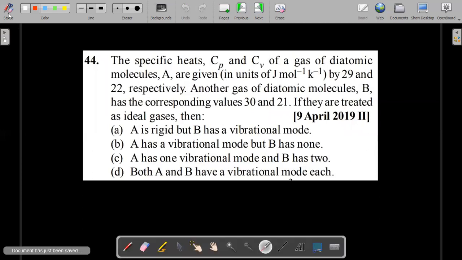This was slightly more tricky. Students got confused actually in the exam because they were not getting integer answers. So let's try to tackle this one. The specific heats Cp and Cv of a gas of diatomic molecules A are given in units of joule per mole per Kelvin, that is your SI units. The value of Cp was given as 29 and Cv was 22. Another gas of diatomic molecules had corresponding values of 30 and 21. If they are treated as ideal gases, then he's asking whether B has a vibrational mode or A has it, etc. So read the options on your own and try to attempt it. This was a troublesome question in that particular exam.